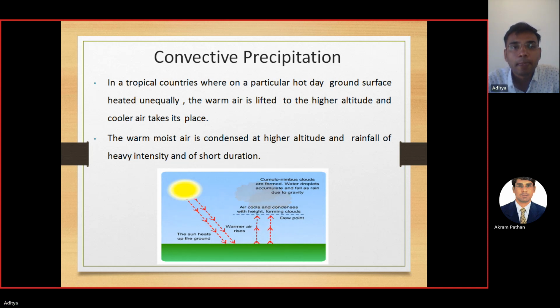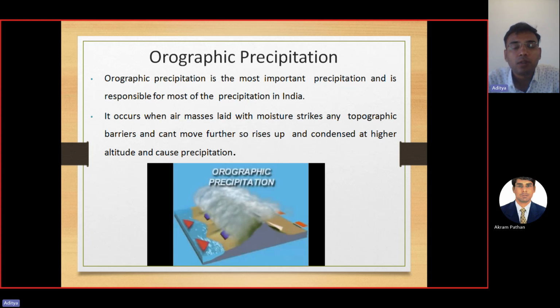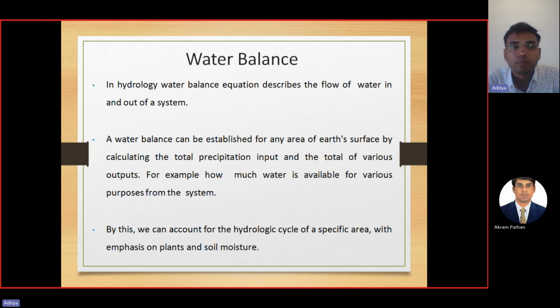Then orographic precipitation. Orographic precipitation is the most important precipitation and is responsible for most of the precipitation in India. It occurs when an air mass laden with moisture strikes a topographic barrier and can't move further, so it rises up and condenses at higher altitude and causes precipitation.